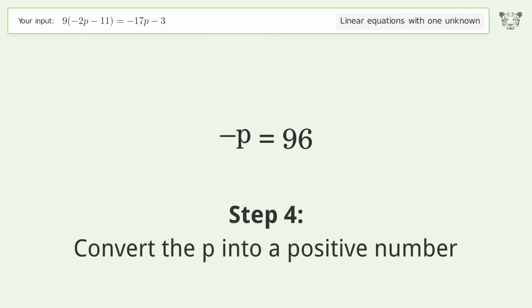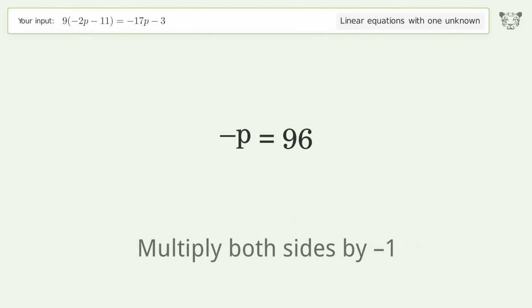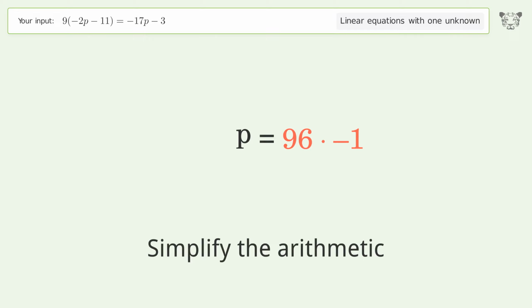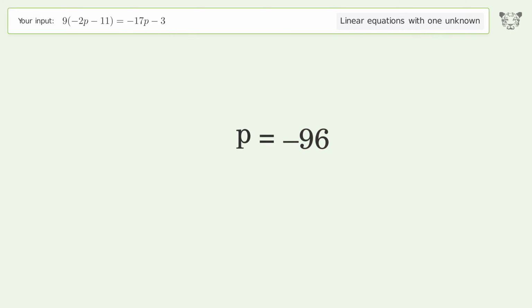Convert the p into a positive number. Multiply both sides by -1. Remove the ones. Simplify the arithmetic. And so the final result is p equals -96.